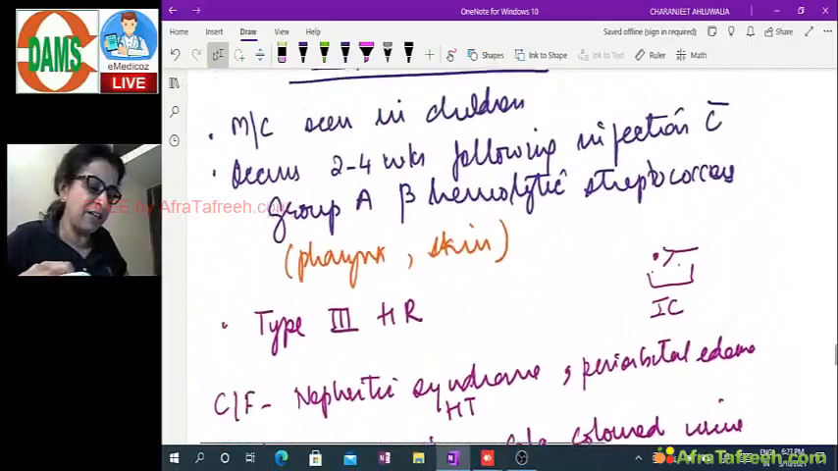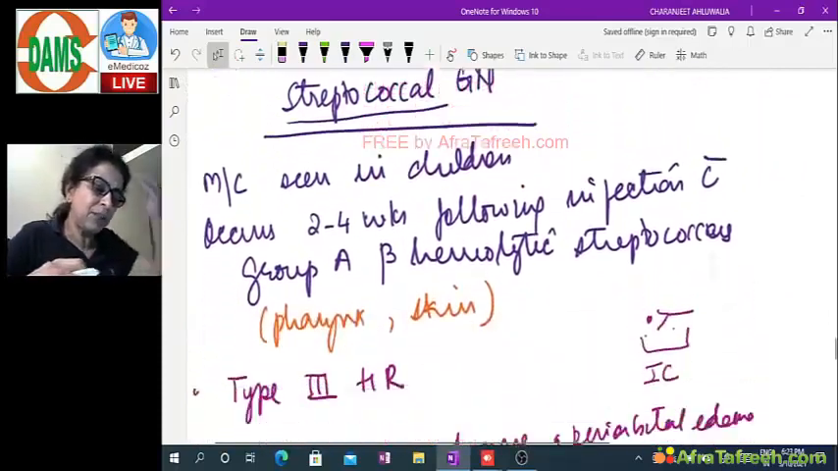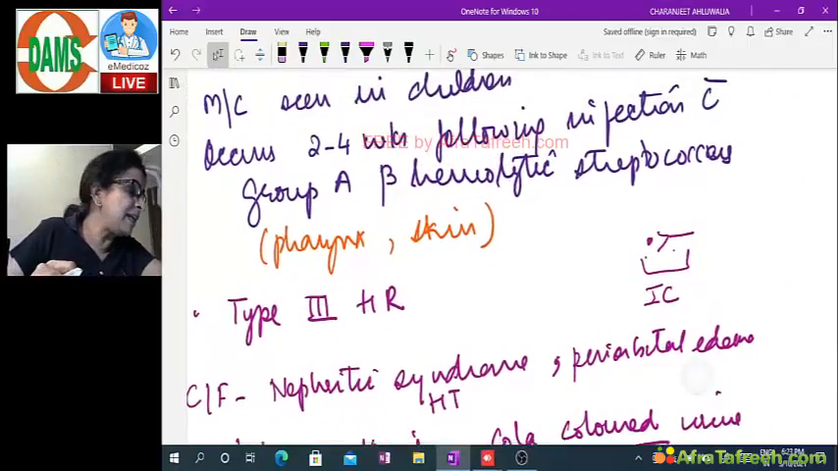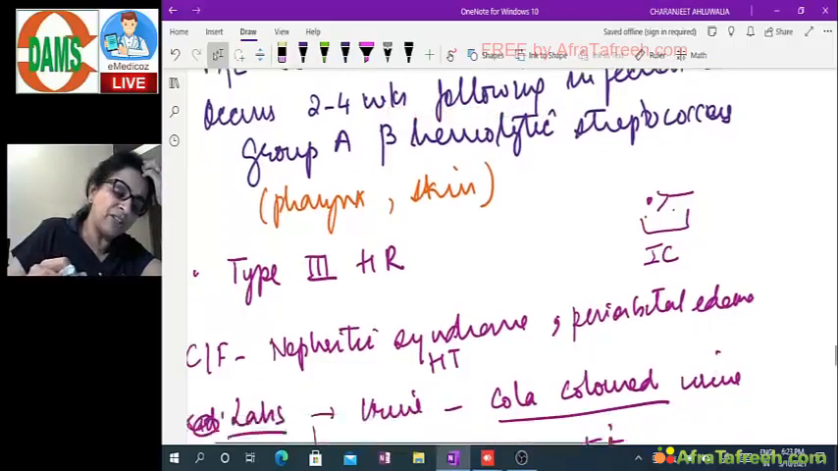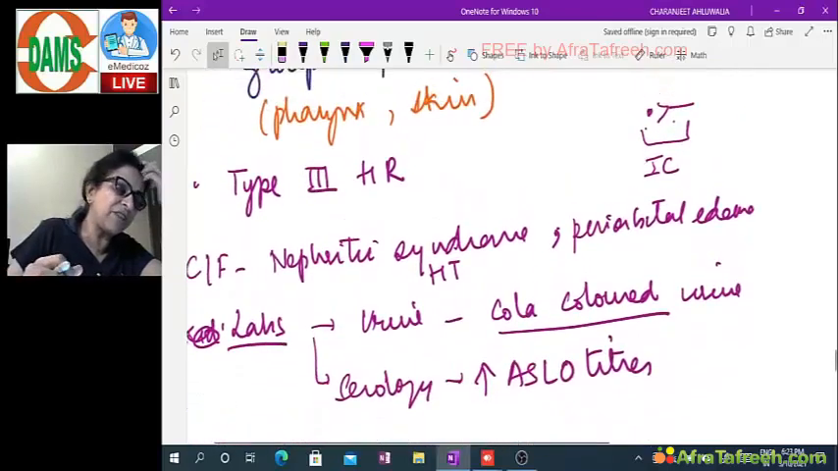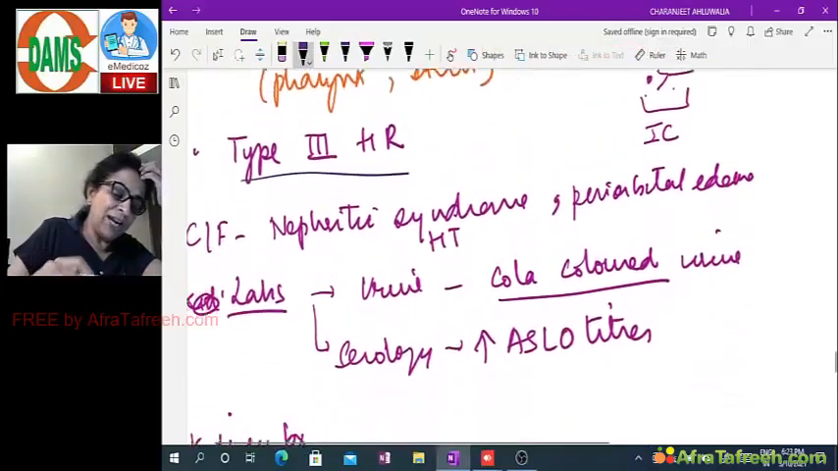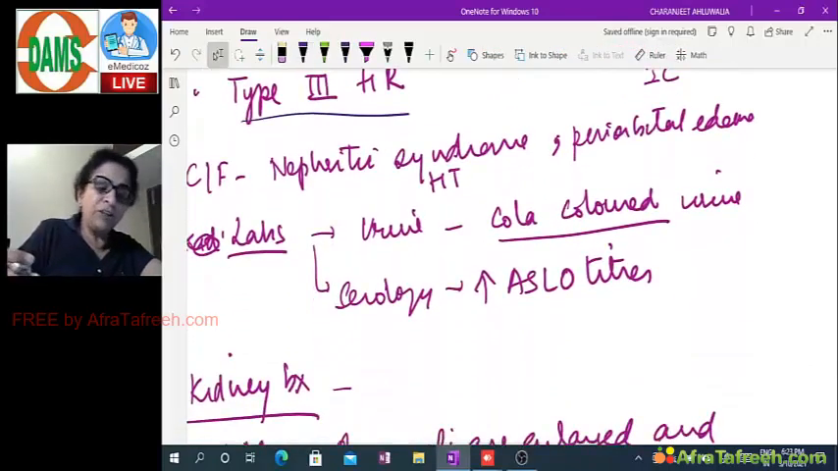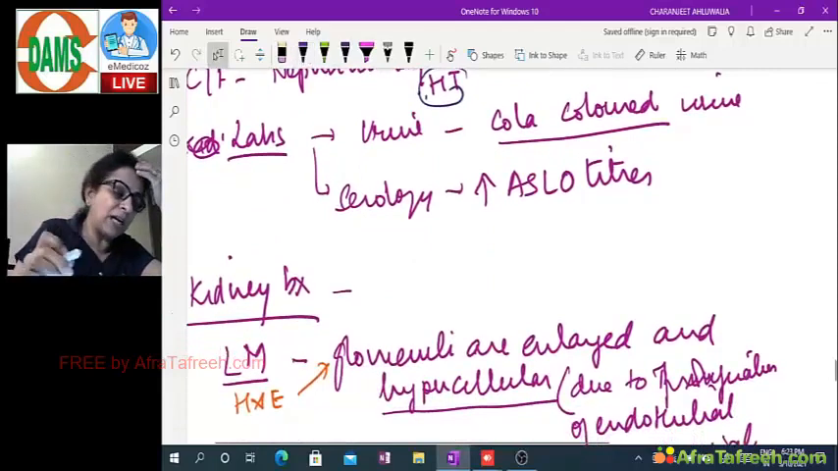So the first entity causing nephritic syndrome is acute post-streptococcal glomerulonephritis, which is seen mainly in children. It occurs 2 to 4 weeks following infection with group A beta hemolytic streptococcus. The infection is of the skin or pharynx. It's a type 3 reaction. The child presents with nephritic syndrome, all the features of nephritic syndrome, and periorbital edema is also there. Hypertension is a part of nephritic syndrome. Urine is cola colored.